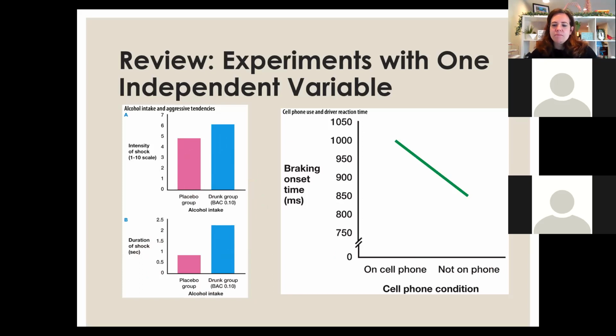The individuals who were in the drunk group tended to give more intense shocks than the placebo group. Yep. Absolutely. What else do you notice in the bottom graph? The individuals in the drunk group had a longer duration of shock compared to the placebo group. Mm-hmm. Absolutely. So why do we think that is? What might be some hypothesis you would draw from that?